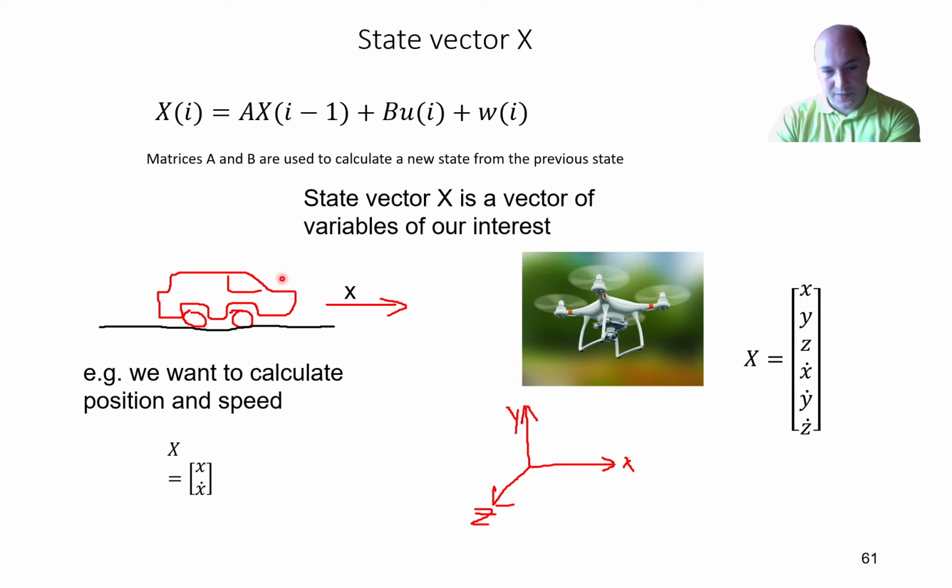So for this case, if I want to calculate the position and speed, the state vector x will be the position and speed. So this is in the 1D case. And in the 3D case, here you can see we have x, y, and z, and then we have the corresponding speeds. So you will see that if we use these matrix equations, then the equations will always stay the same, and it's just the question, how do you define your variables here?